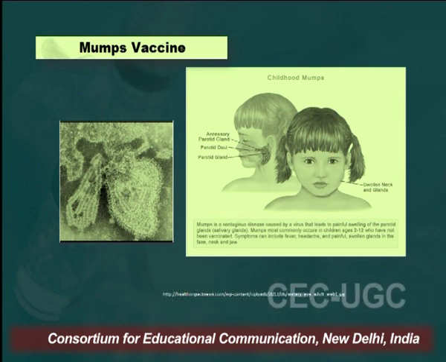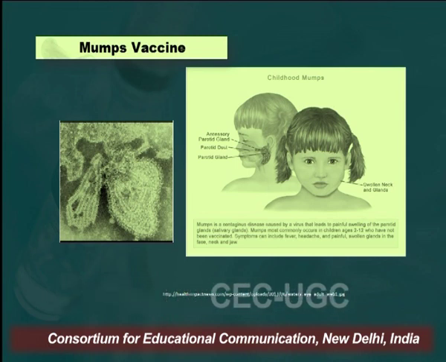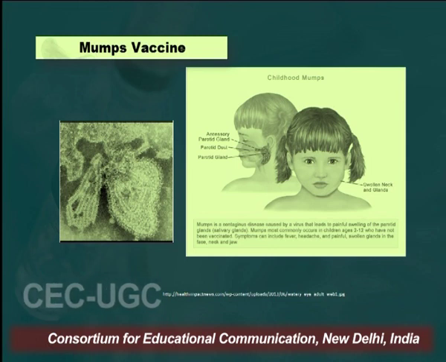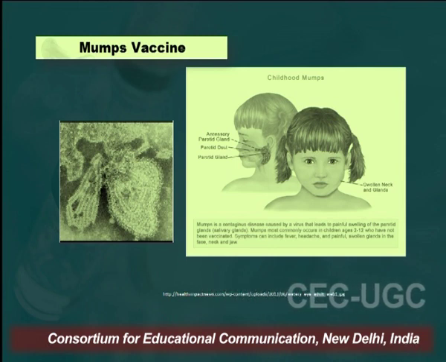The next vaccine which came into the picture was the mumps vaccine. We can see here the parotid glands, which are the glands present in the jaw area. The child who is suffering from mumps generally has a swollen part in that area, because the parotid gland gets swollen or inflamed.